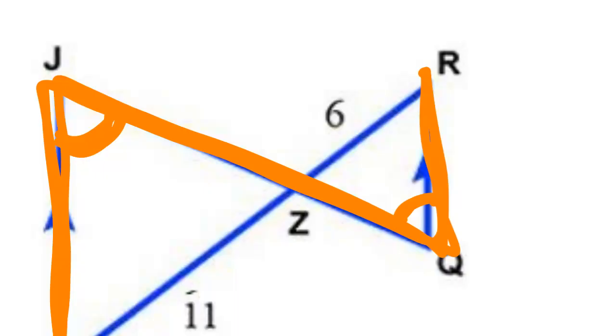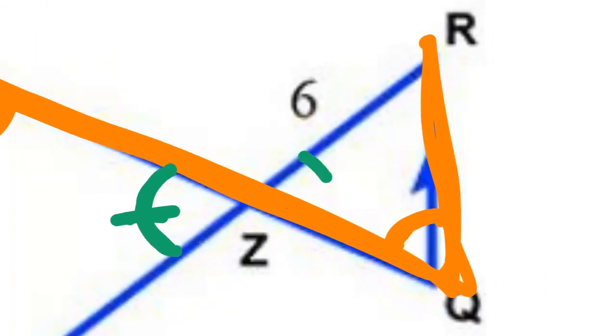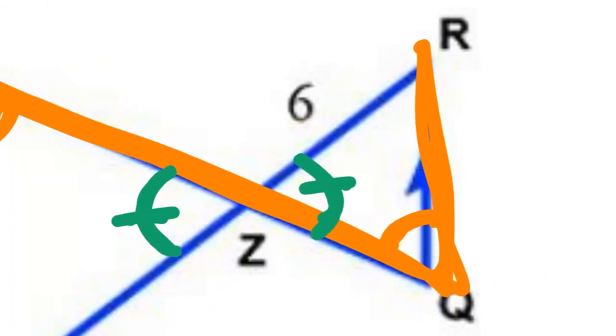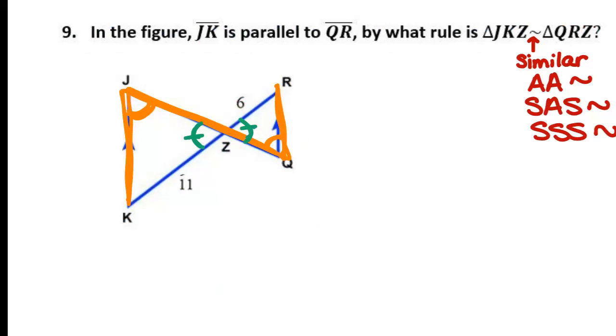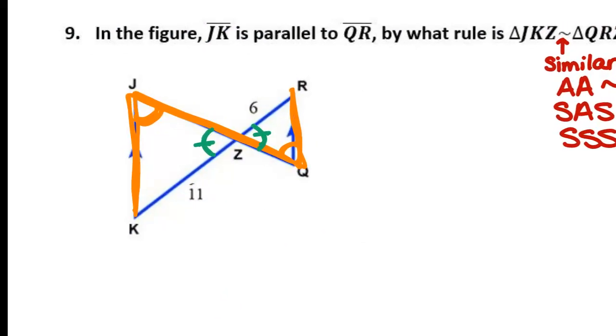Well, 6 is the length of this side right here. I want to know which angles. Vertical angles, yes. Right here. Angle JZK and angle RZQ are congruent. Technically, so are angles K and R.